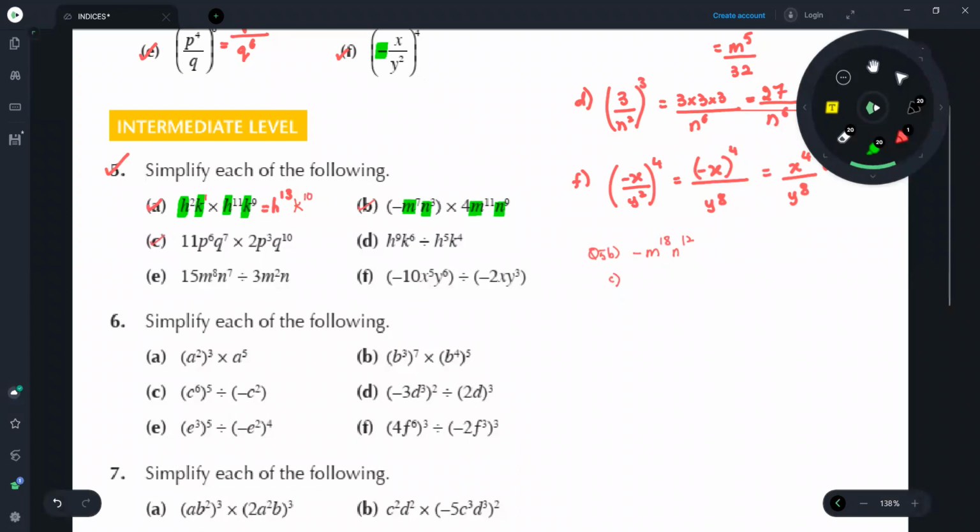Next part C, 5C, it says 11 p6 into q7. I'm going to highlight the bases. p and p are bases. q and q are bases. Yes or no? Yes, sir. So it's going to be 11 into 2, that's going to be 22. 22, p to the power 9, and q to the power 17. Am I correct?